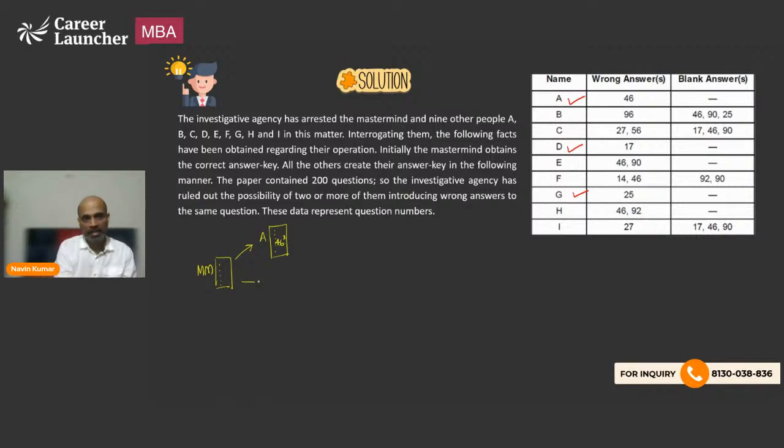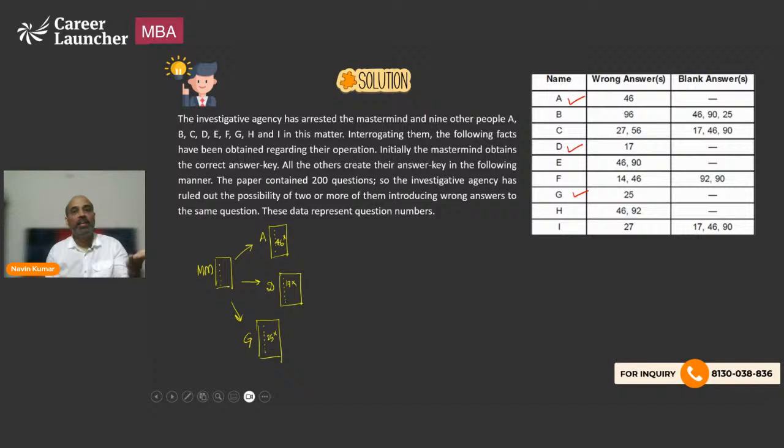Now, if I look at D, another guy copying from mastermind, everything all good, but then he deliberately makes a mistake in question number 17. Now, if we look at G, he copies from mastermind, everything is as such, he intentionally makes a mistake in question number 25. Right? Okay.